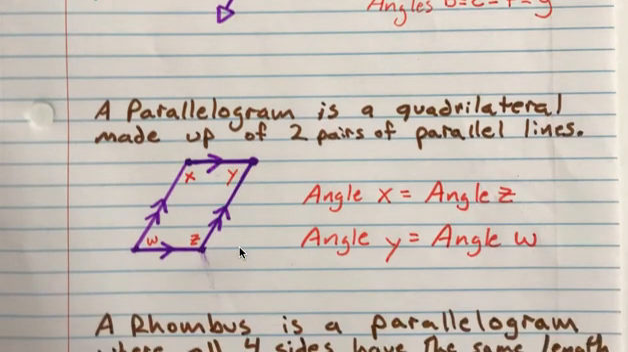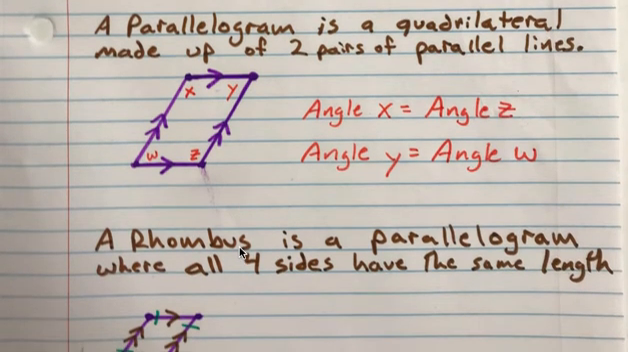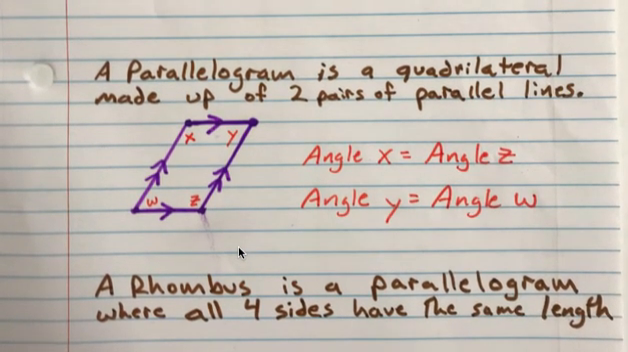All right, parallelograms. Just because we're talking about parallel lines. A parallelogram is a quadrilateral, so 4 straight lines, that is made up of 2 pairs of parallel lines. And you can see these little marks here. Little double arrow means that this line is parallel to this line, and this line is parallel to that line. And because parallelograms work the way they do, angle X is going to equal angle Z. The opposite angles are going to equal each other. And angle Y is going to equal angle W. Opposite angles equal each other.